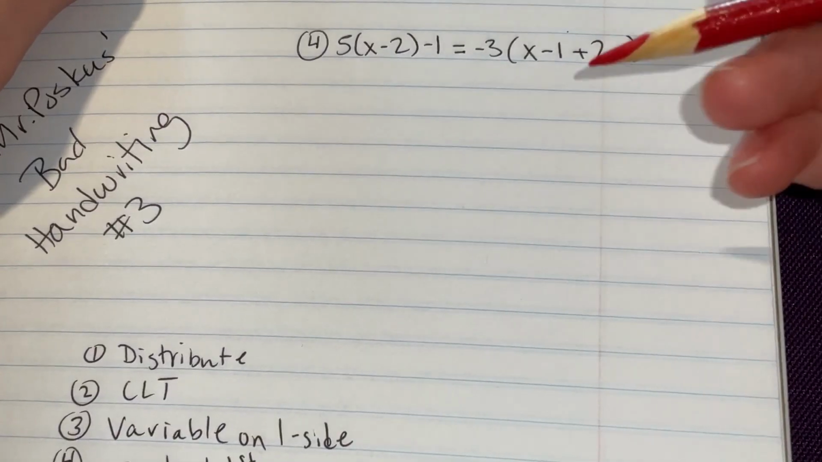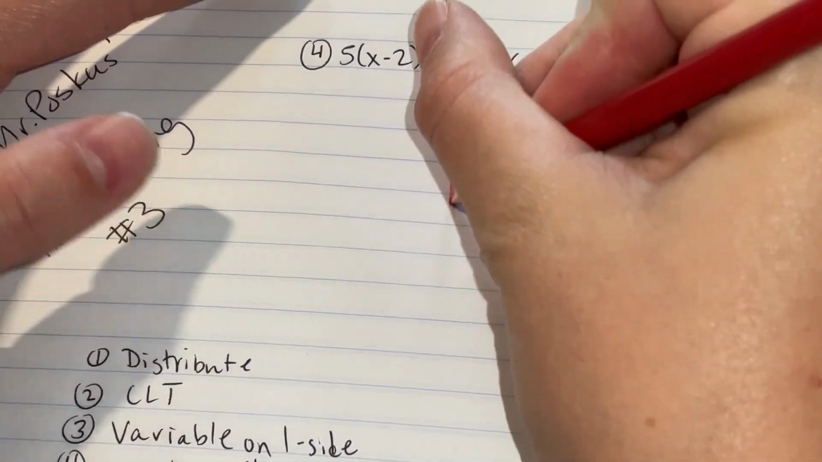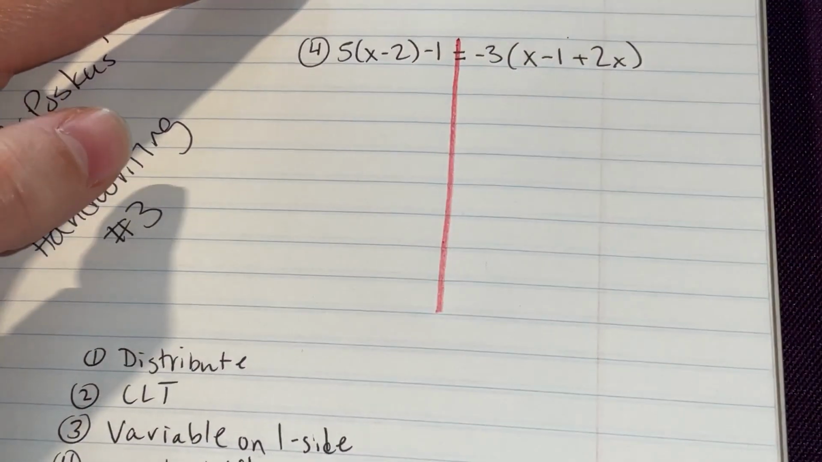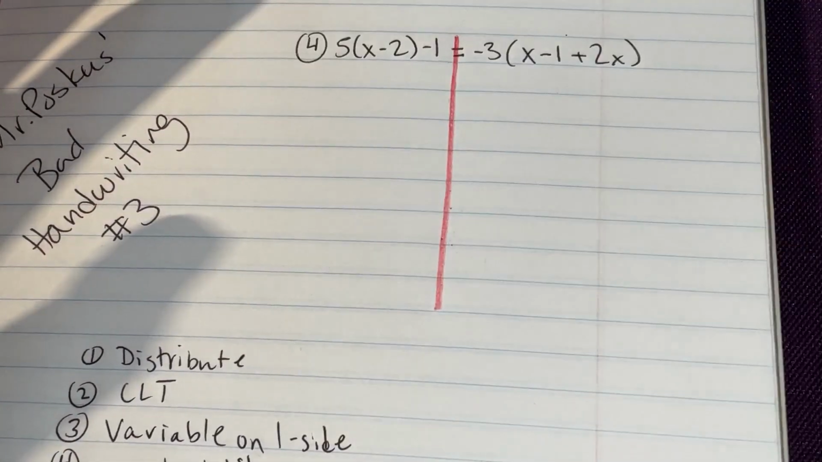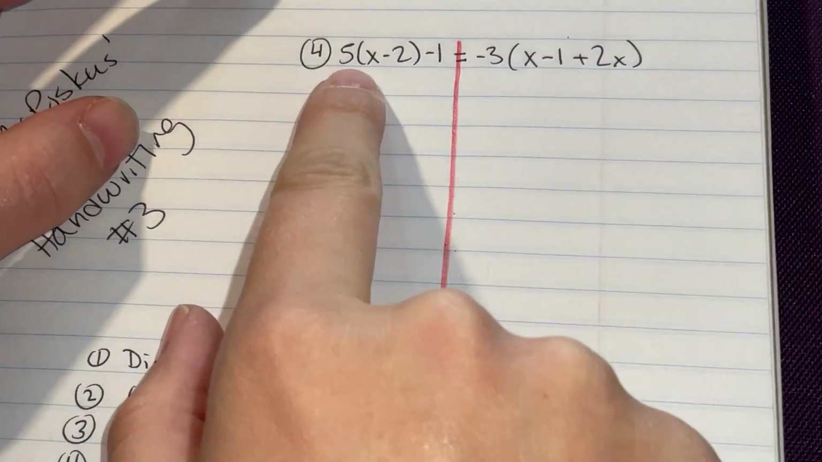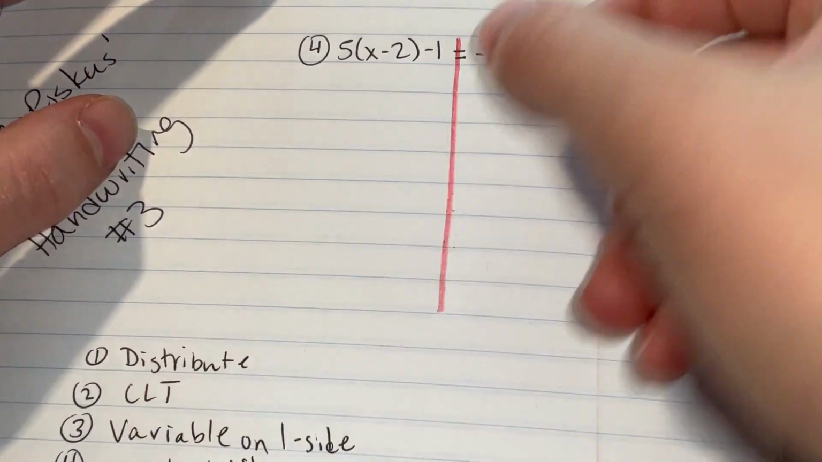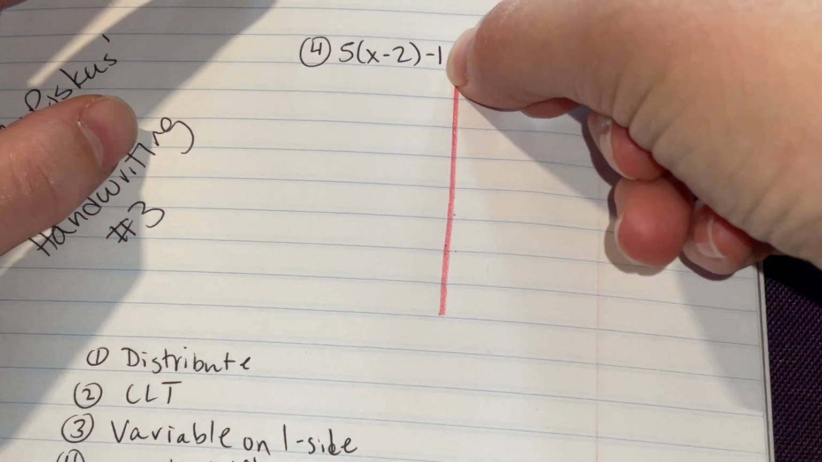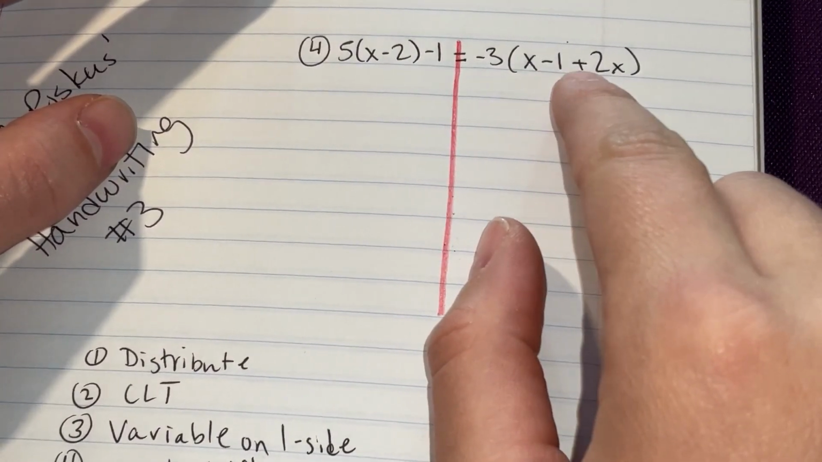Okay, last problem because Mr. Poskis messed up on his. First, you always want to draw your equal bar going down your equal sign. And again, only equal signs allowed on this bar. So we have 5 parentheses, x minus 2, close up that parentheses, minus 1. Mr. Poskis forgot his minus 1. Equals negative 3 parentheses, x minus 1 plus 2x.